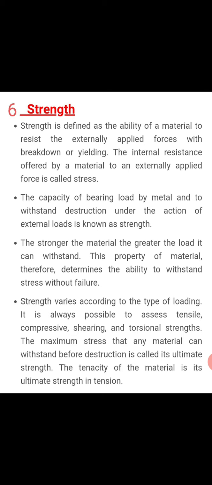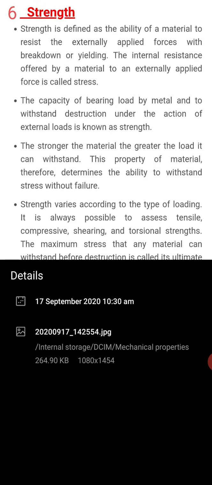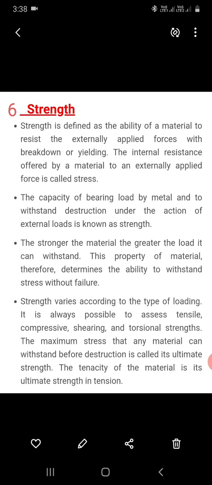This property of a material therefore determines the ability to withstand stress without failure. Strength varies according to the type of loading. It is possible to assess tensile, compressive, shear, and torsional strengths. The maximum stress that any material can withstand before destruction is called ultimate strength.